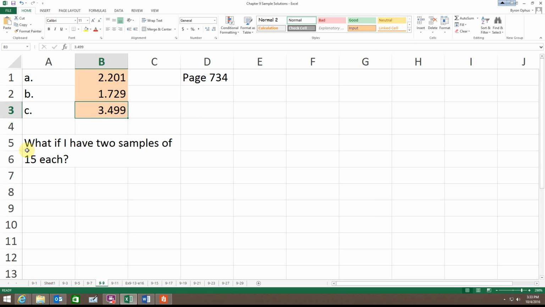What if I have two samples of 15 each? That's kind of interesting. I don't know why I put that question in there, so maybe we'll answer that in another problem. But anyhow, page 734 is where you will find your appendix B5.